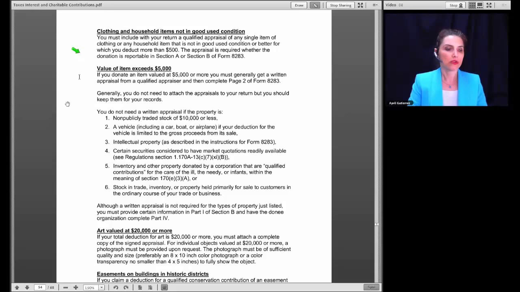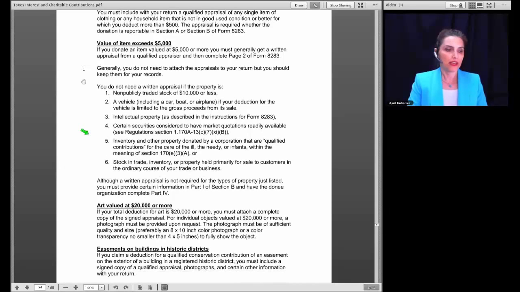The appraisal is required whether the donation is reportable in Section A or Section B of Form 8283. And what about the big ticket items? You've donated something worth more than $5,000. If you donate an item valued at $5,000 or more, you must generally get a written appraisal from a qualified appraiser and then complete page 2 of Form 8283.